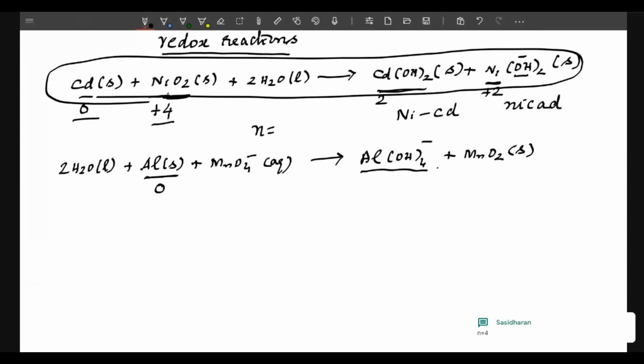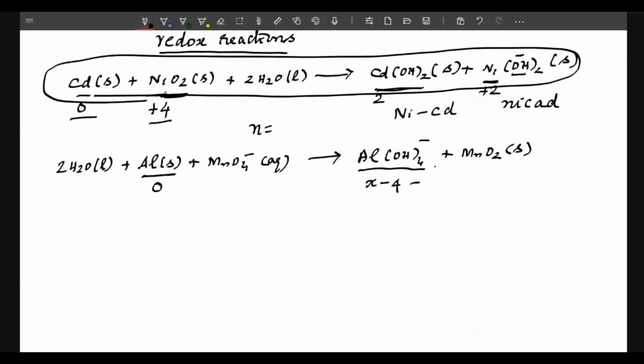What is the oxidation number of this? X. And how many OHs are there? 4 OH. Therefore, one OH has 1 minus, so 4 OH is 4 minus, and the oxidation number change is equal to the charge over it, equal to minus 1. X is equal to 3. Therefore, aluminum is undergoing oxidation. Then definitely manganese would be undergoing reduction.